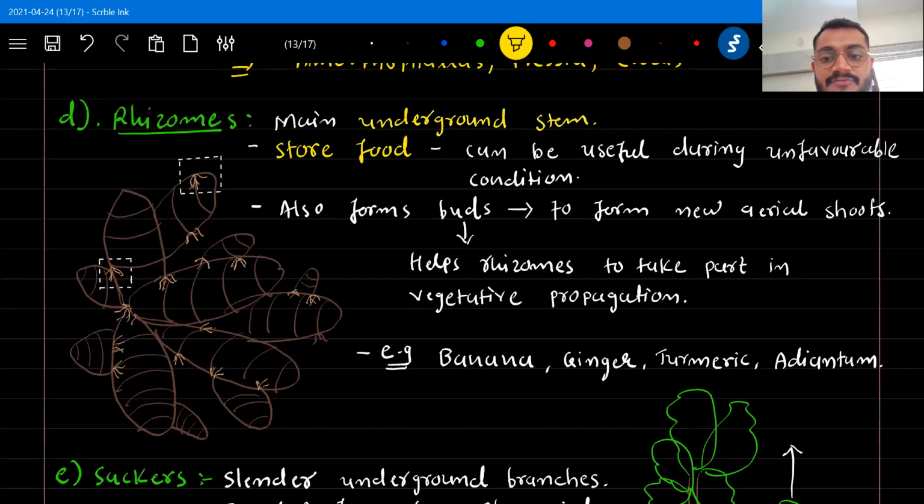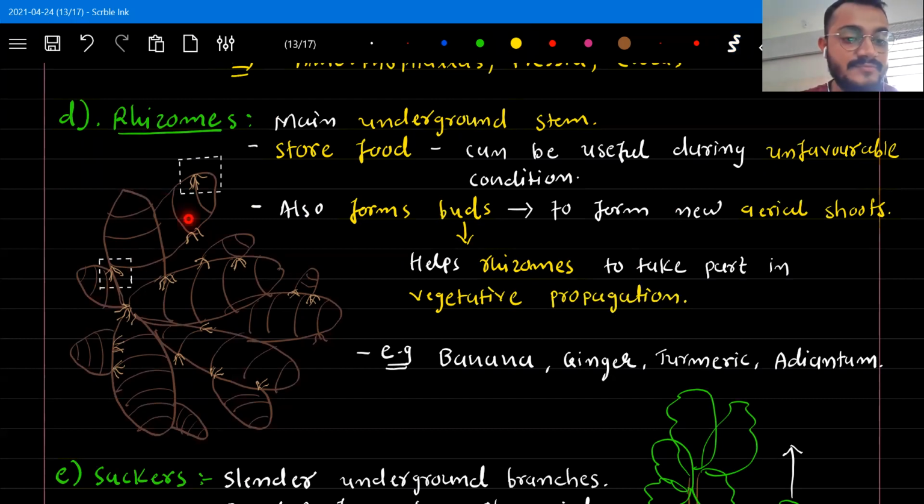It stores the food, and that food can be useful during unfavorable conditions. Also, they form the buds. From these buds, the new aerial shoots will be developed, and that also helps the rhizome take part in vegetative propagation. You can clearly see I have drawn the rhizome here.